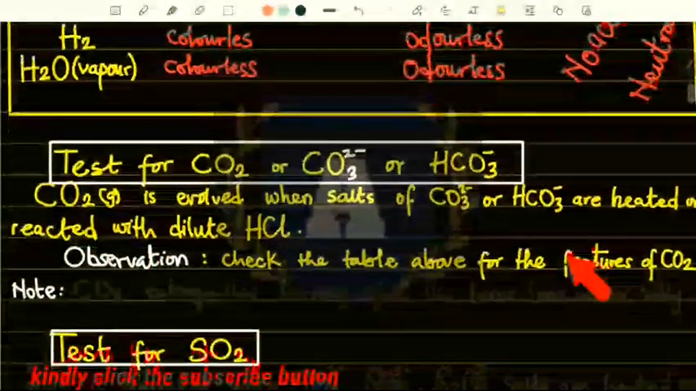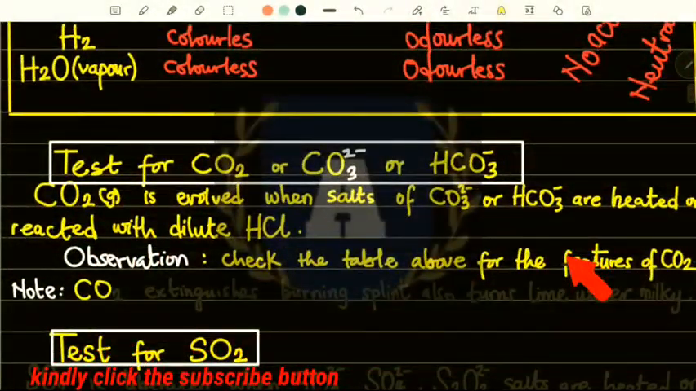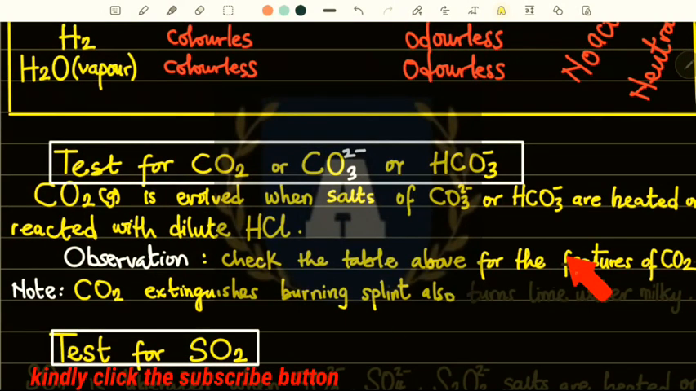Okay, so now it is quite essential for us to also know, apart from the characteristics given in the table, that carbon dioxide, carbon 4 oxide, extinguishes a burning splint. So it extinguishes, it kills a burning fire. Then also, what you should know about them again is that they turn lime water milky.